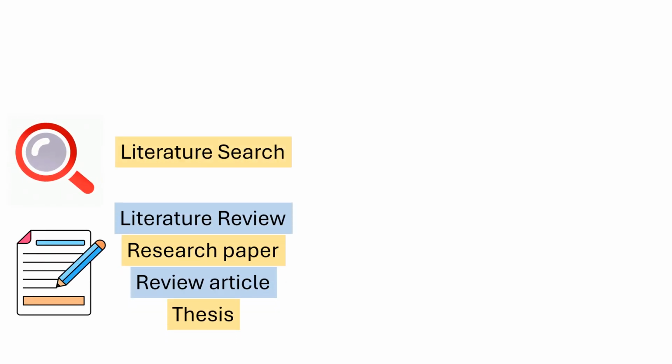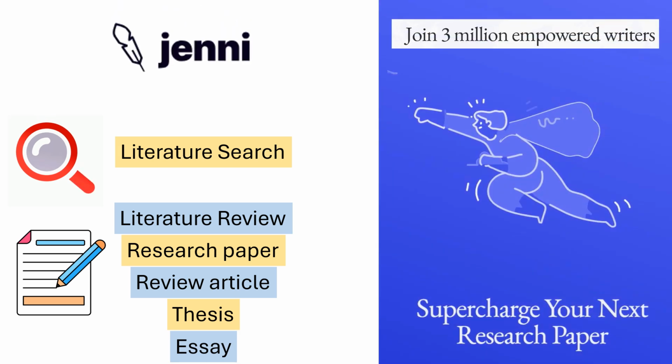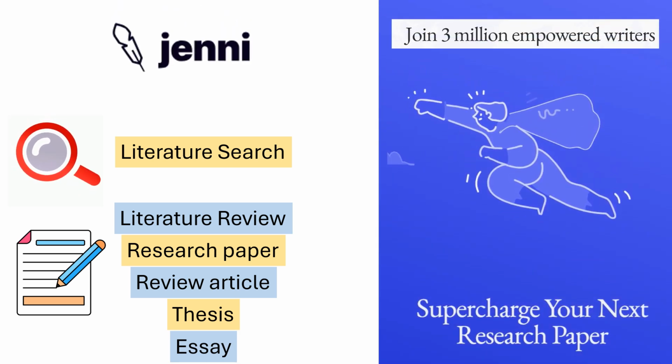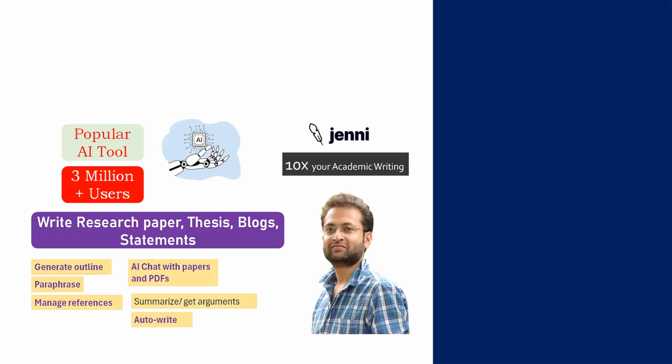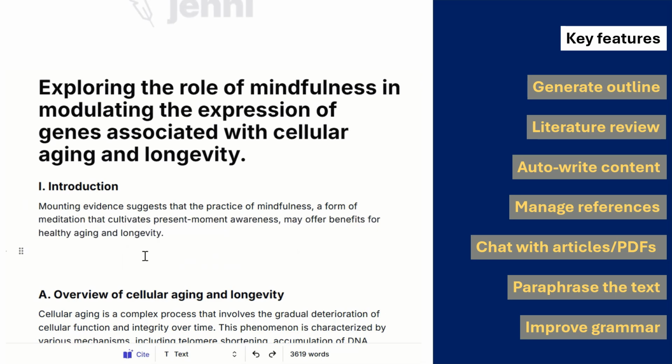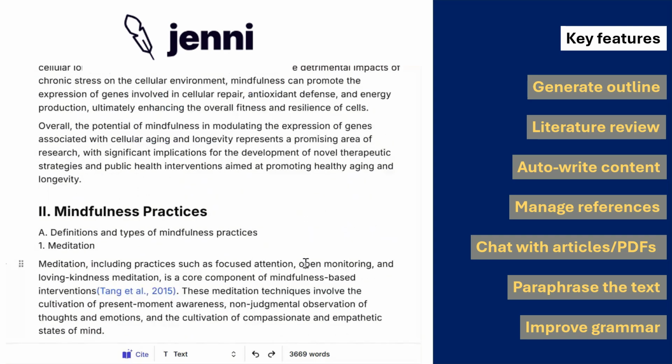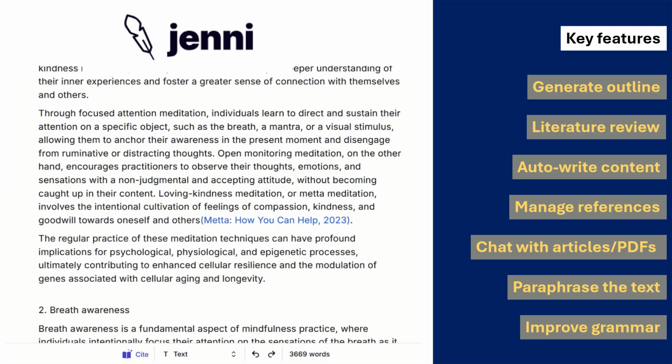Whether you want to do a literature search or write a research article or a review paper or thesis or an essay, using AI tools like Jenni, you can complete them within weeks or even a few days. I have previously made a detailed tutorial on Jenni where I have explained individual features of Jenni that can assist you in literature review, drawing outlines, writing scientific content from scratch, getting citations, paraphrasing the text, and summarizing the content along with examples. You may check that out if needed.